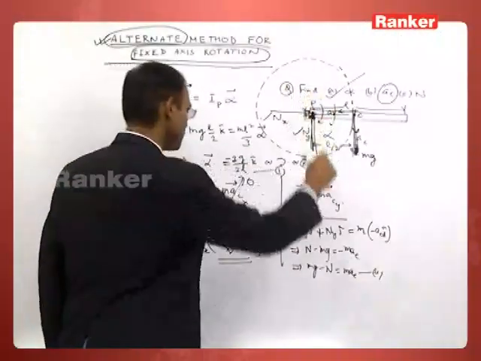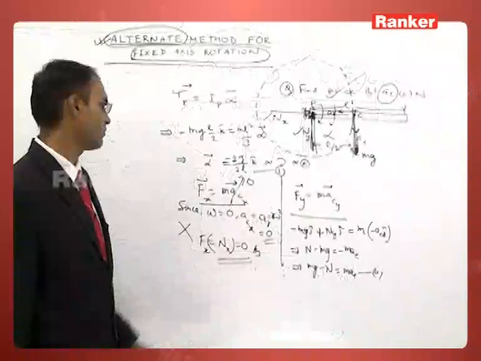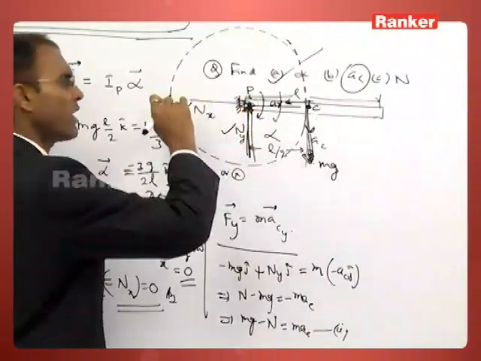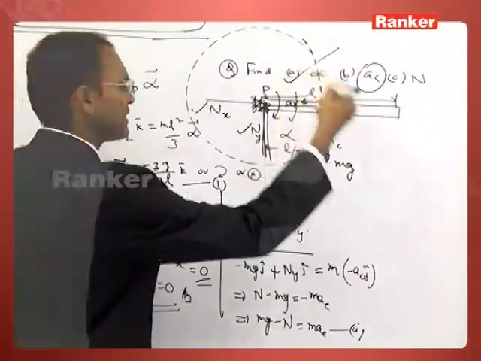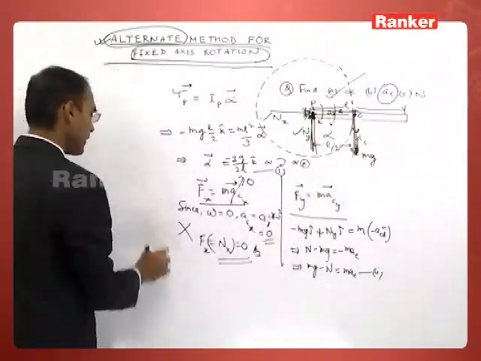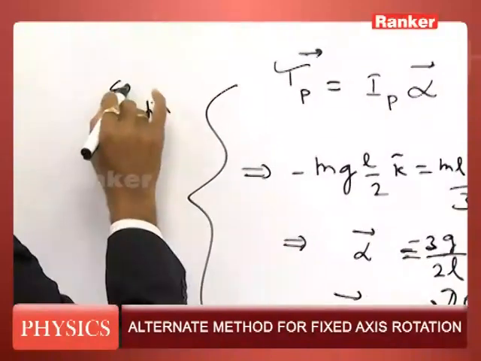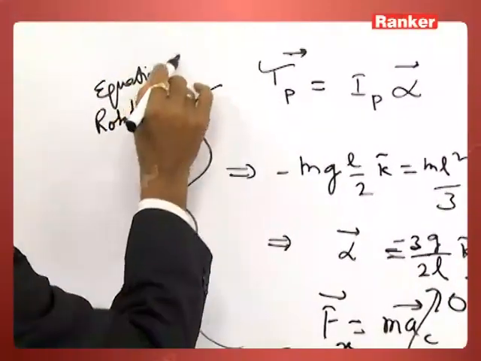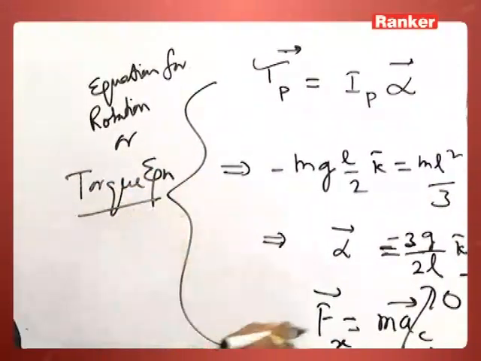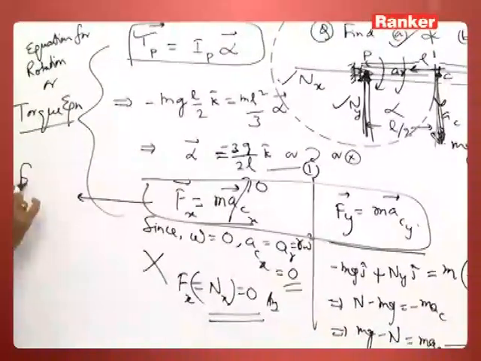Or when omega is given, as you did in the last class, this reaction force will be non-zero, because the center of mass will accelerate along the horizontal direction, but in negative x direction, towards the center of the circular path, that is the pivot. Next, you write the kinematical equation. This is the rotation equation. Equation for rotation, or better to write the torque equation. And these equations are called force equations.